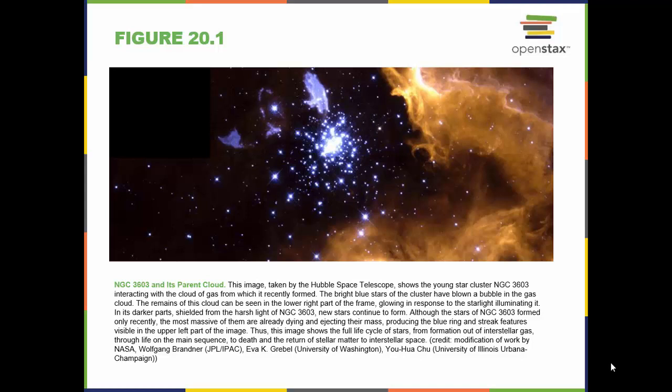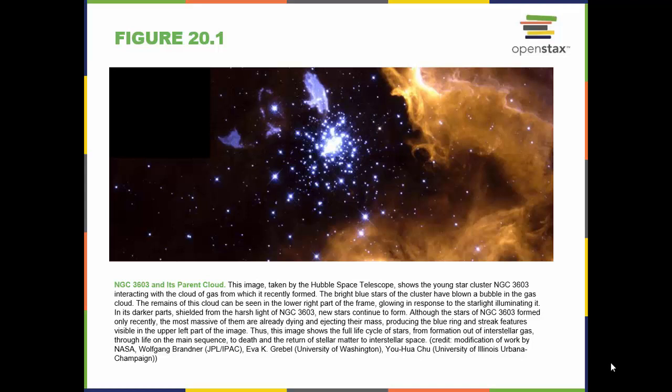If we look at this image, taken by the Hubble Space Telescope, it shows a young star cluster interacting with a cloud of gas from which it was recently formed. The bright blue stars of the cluster have blown a bubble in the gas cloud, and the remains of this cloud can be seen in the lower right-hand part of the frame. The glowing is in response to the starlight illuminating it.